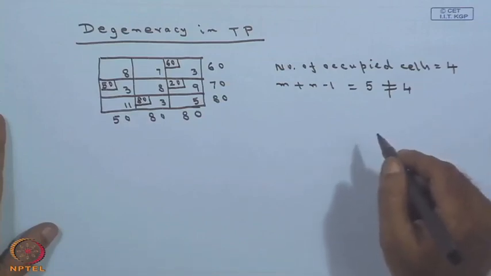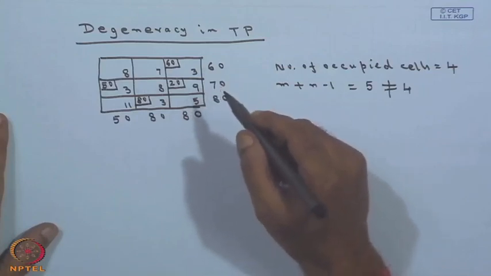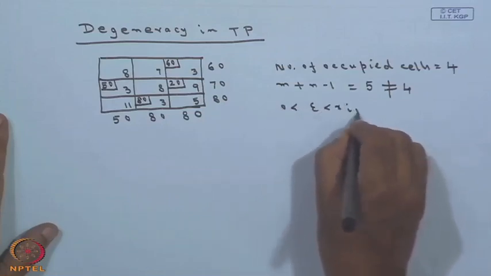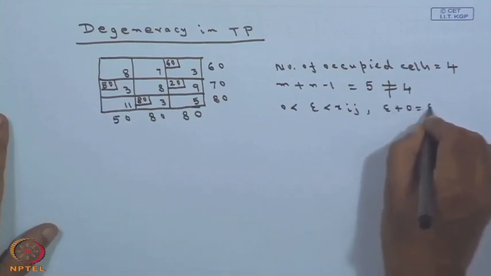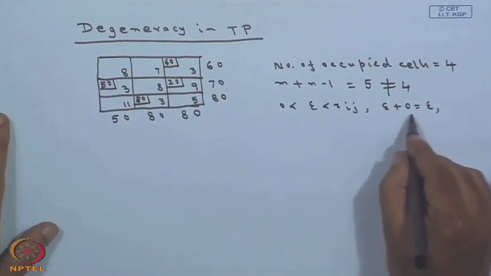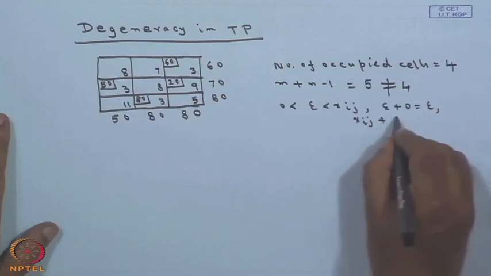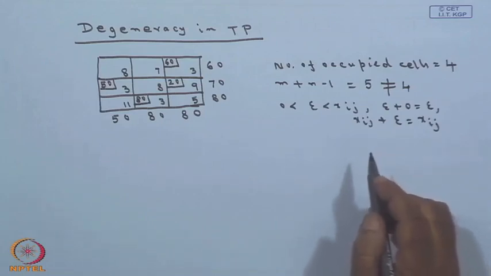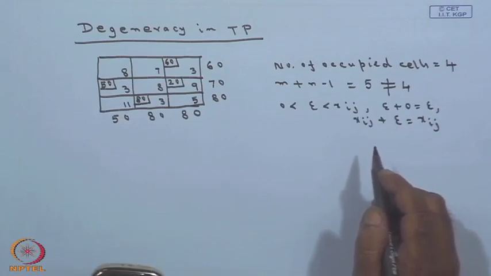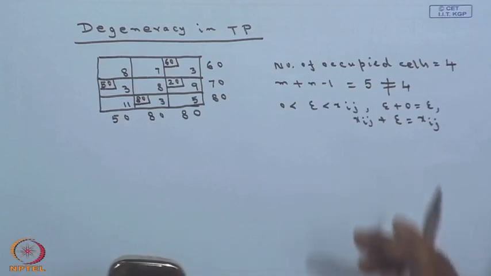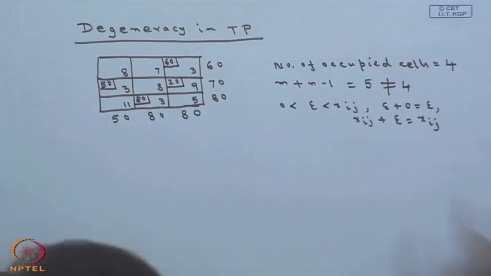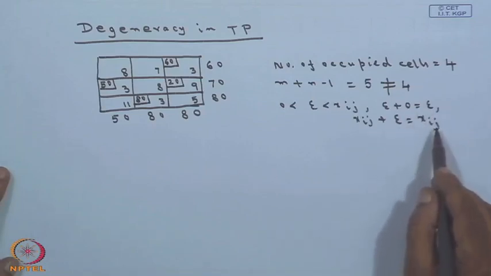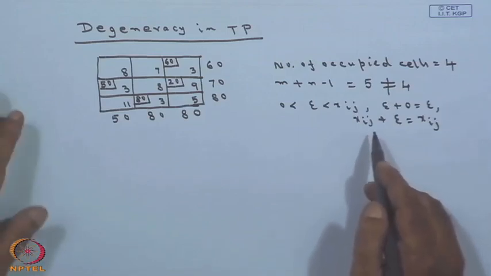Once the problem is degenerate, what do we have to do? We allocate a very small positive quantity epsilon in one of the cells, where epsilon lies between 0 and x_ij, in such a way that epsilon plus 0 equals epsilon, and x_ij plus epsilon equals x_ij. So 0 is less than epsilon, which is less than x_ij. A very small quantity epsilon has to be added.